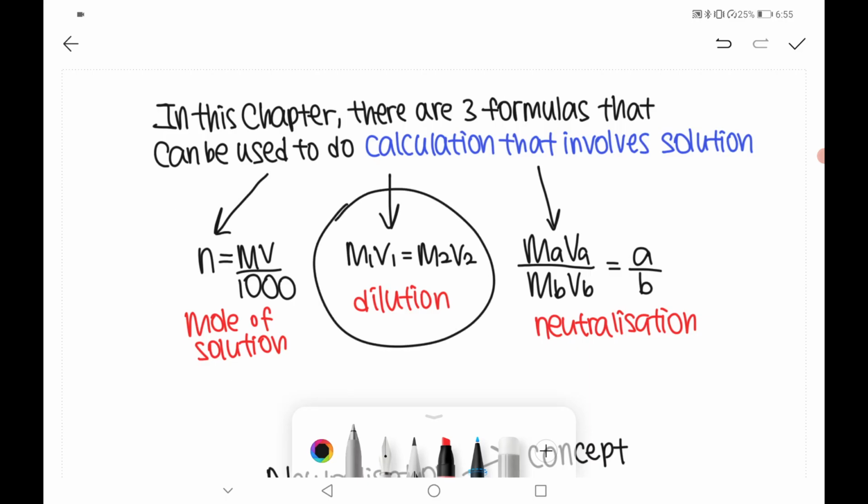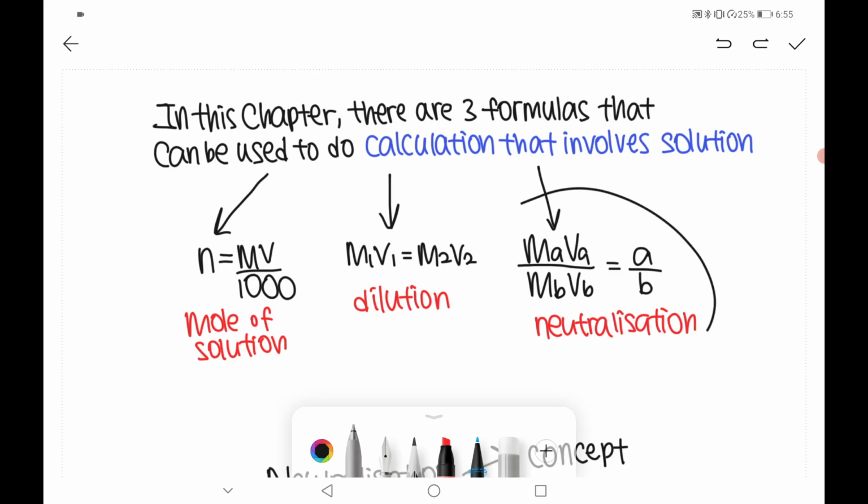You use this formula whenever the question is asking about dilution. When you want to dilute a solution, this is the formula to use. And this formula you can use whenever it is talking about neutralization. If the question is about neutralization, then you can use this formula. I hope you can fully understand all the calculations and formulas that we learned so far.